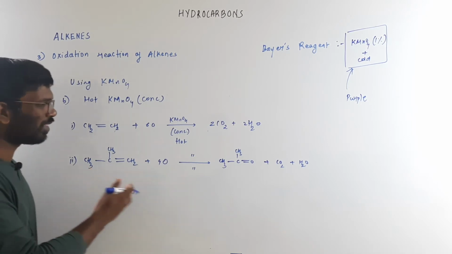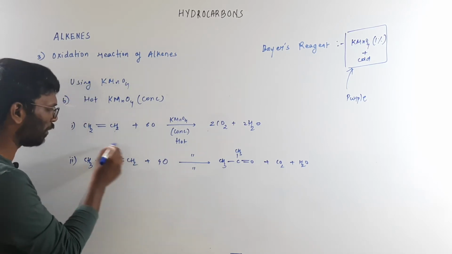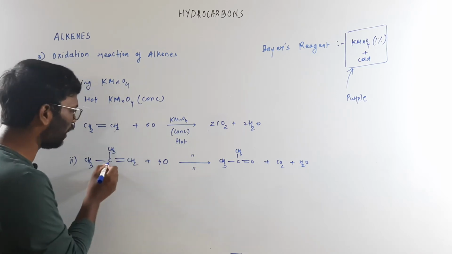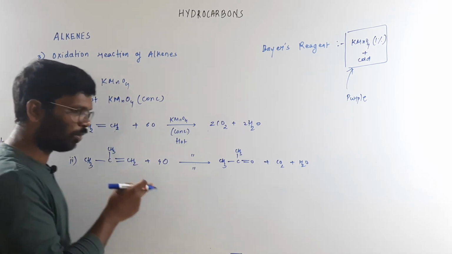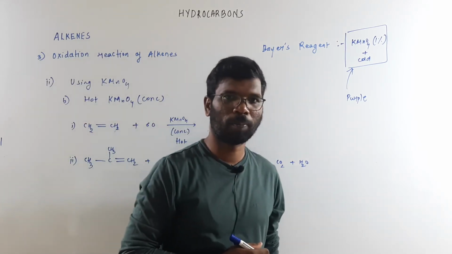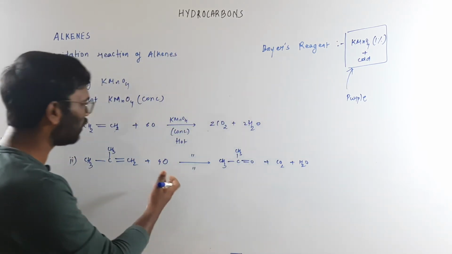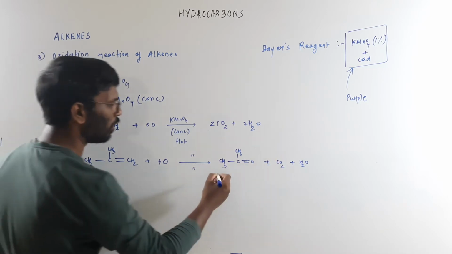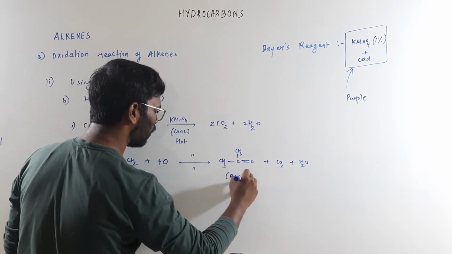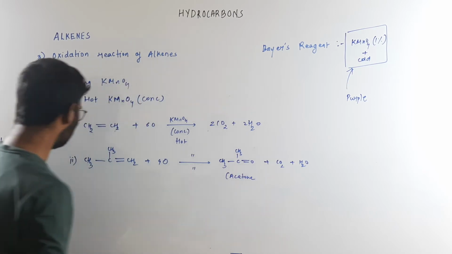So if we oxidize this type of alkene, that is 2-methyl propene, right? If we oxidize this, then we are going to get one is acetone and the other is carbon dioxide. Acetone. Right? These are the things.